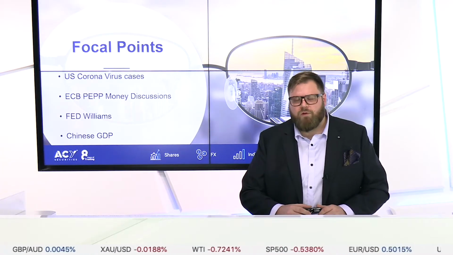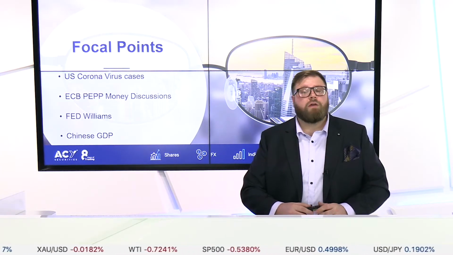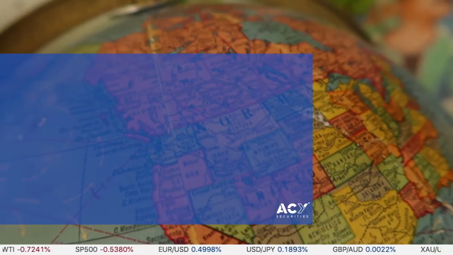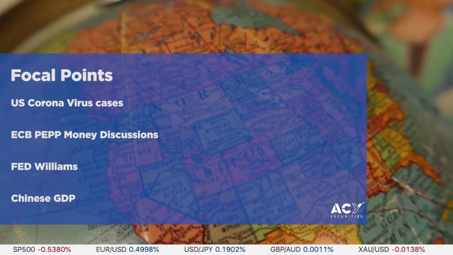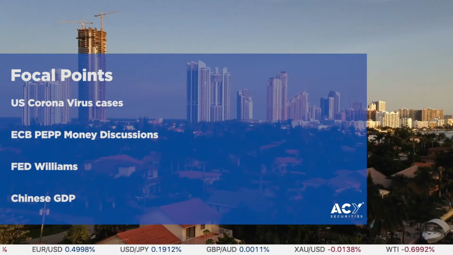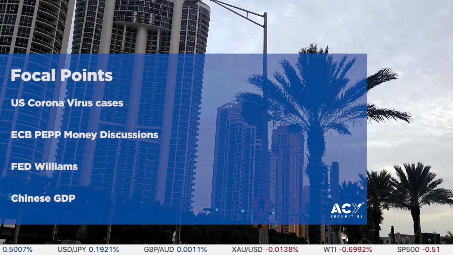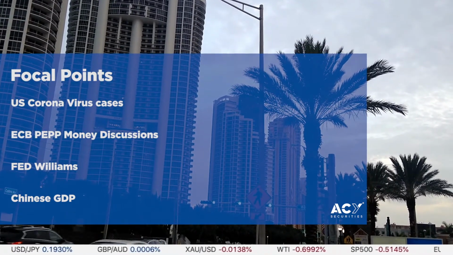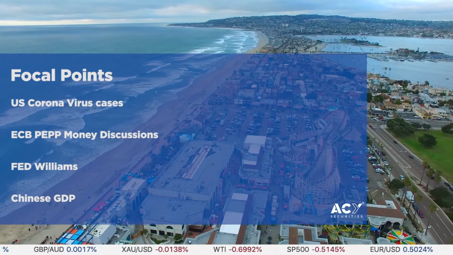Having a look at what some of those focal points were from last week, we had the US coronavirus cases spike, particularly in Florida and Texas. Both of these places have had some very big explosions and it's starting to look like they're going to have to re-enter a lockdown again, but we're going to have to wait and see what happens on that front. But at this stage, it's probably very, very likely.